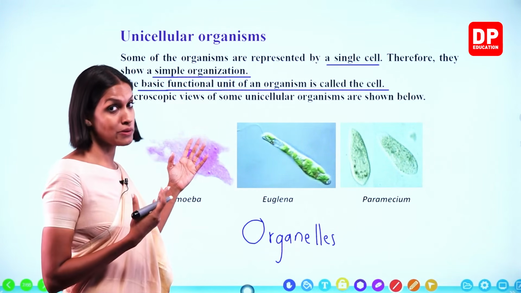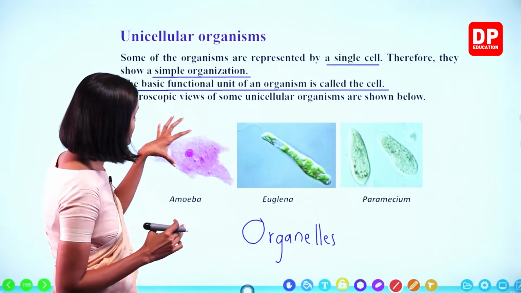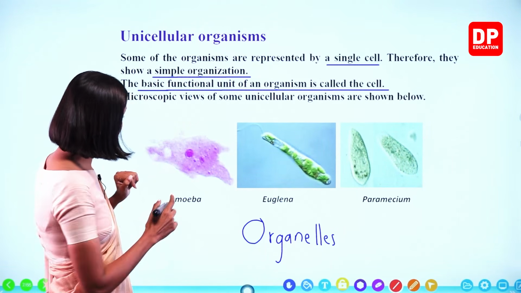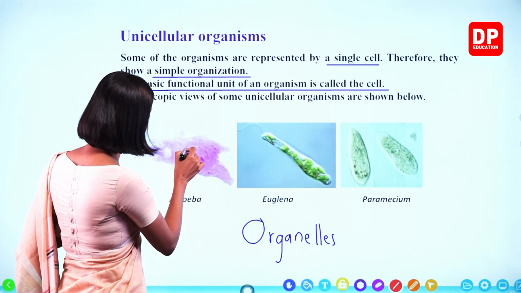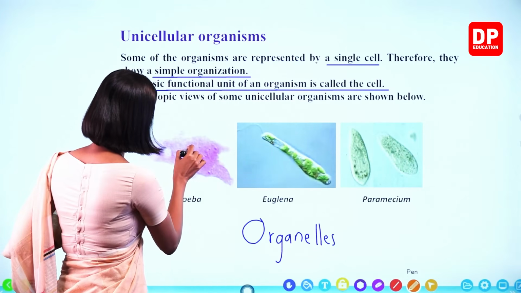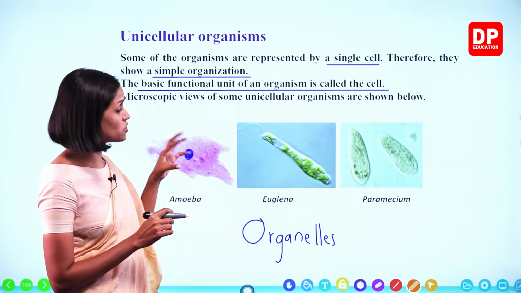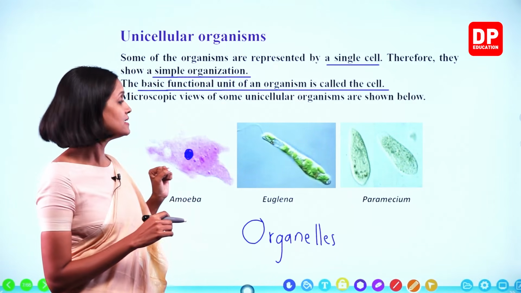Right? But no need to memorize them yet, okay? So, amoeba lives as a single cell. Now, if you observe this very carefully, you can see this dark colored area here. This dark colored area, this is the nucleus. I told you all nucleus controls all the other functions of a cell, right?